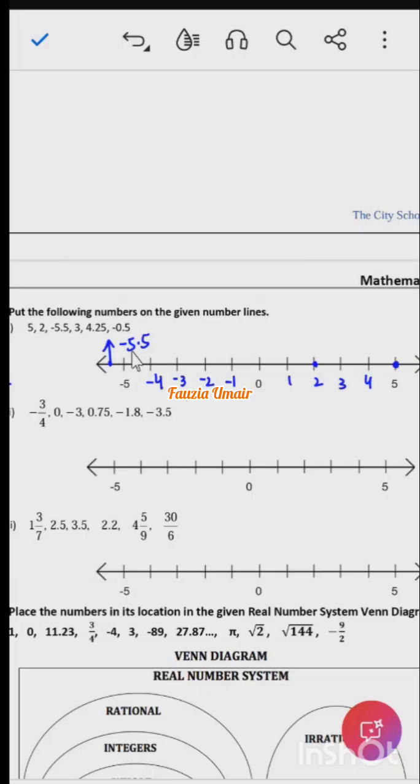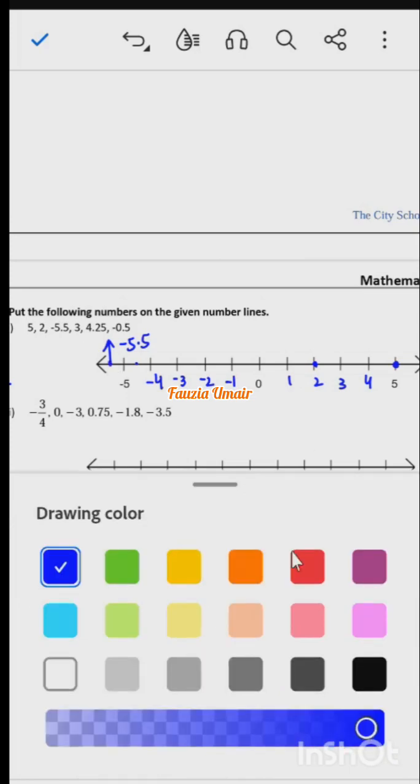Because minus 5.5 is smaller than minus 5. So that's why it is on the left side of minus 5. I told you ना number line में जितना हम left side पे जाते हैं उतने ही numbers छोटे होते जाते हैं, ठीक है? So that's why this is minus 5.5. Next is 3. Now 3 is very easy because it is the exact position. This is your 3, right?